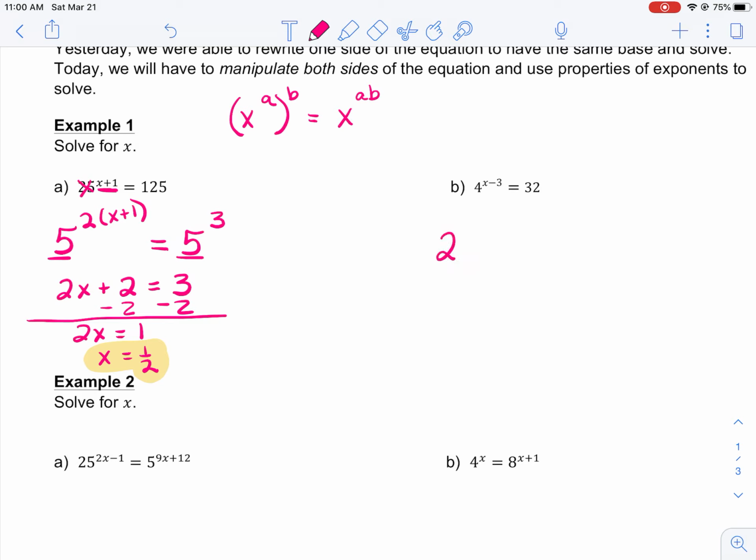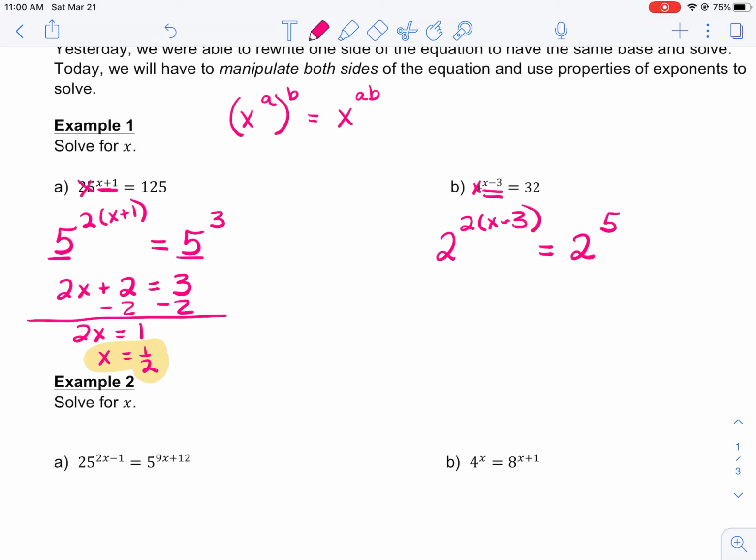So we know that 2 squared equals 4. So I'm going to replace the 4 with 2 squared. And now I have a power to a power situation. So I'm going to have to multiply that 2 that I introduced by x minus 3 that was already there. And then notice I can write 32 as 2 to the 5th power. And the more problems you do, you'll start to recognize 32, 16 as some expressions that you can write with a base of 2.